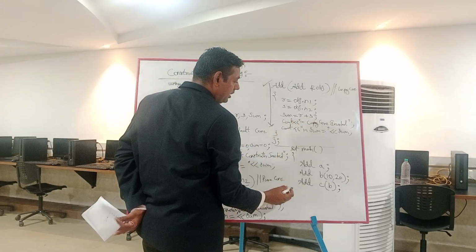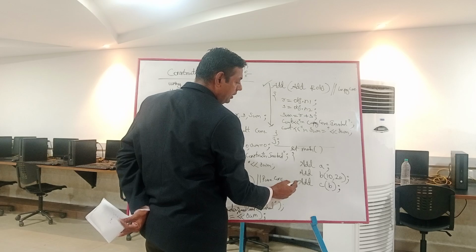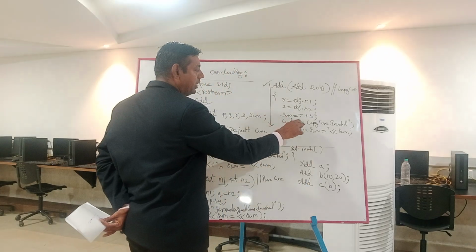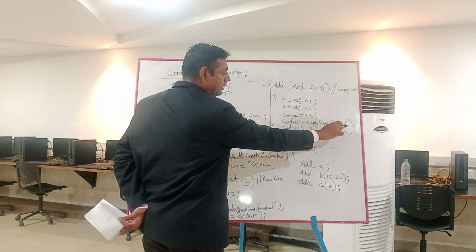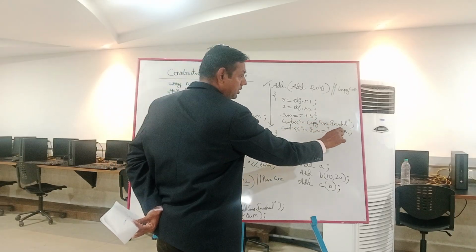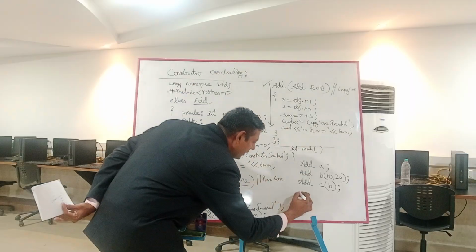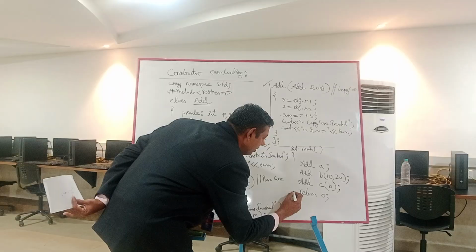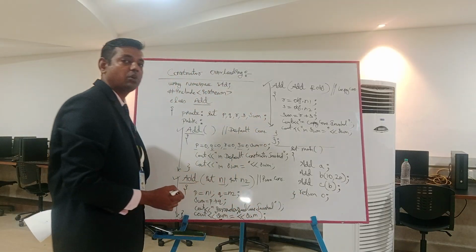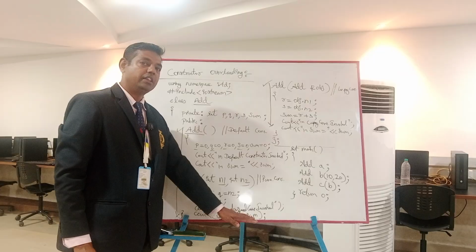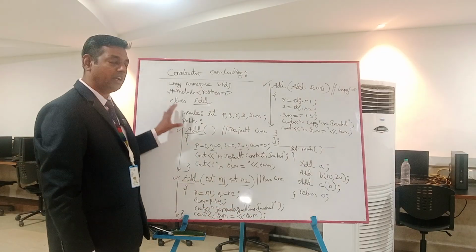So whenever you create an object c, what will happen? The copy constructor gets invoked and it will be displayed as "copy constructor invoked" and the sum is equal to 30. Okay. So finally I can give return 0.